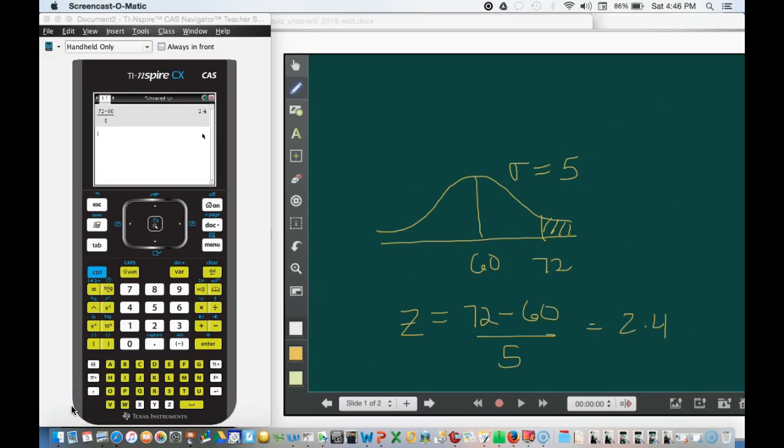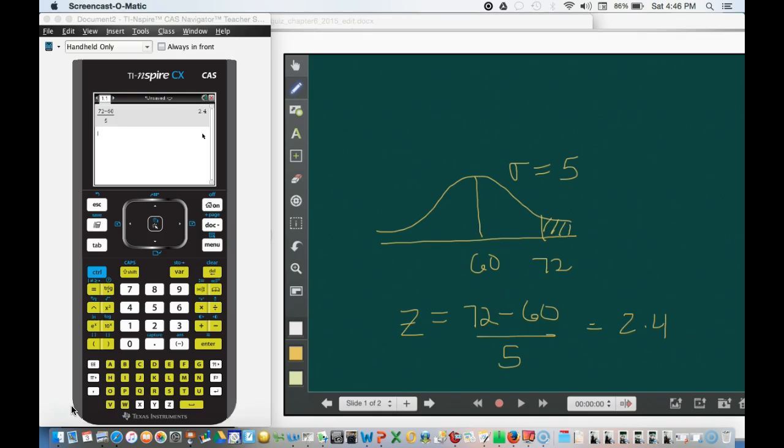Right now we're going to look at how to use NormalCdf and inverse norm. The first problem I've set up here is some data that could be modeled with a normal model, whose mean is 60, standard deviation is 5, and I want to know what percent of scores are above 72.